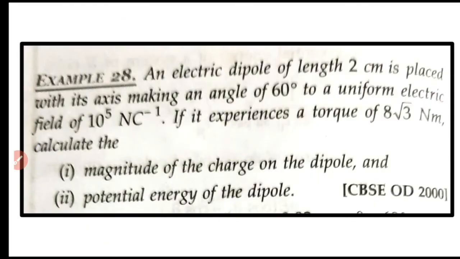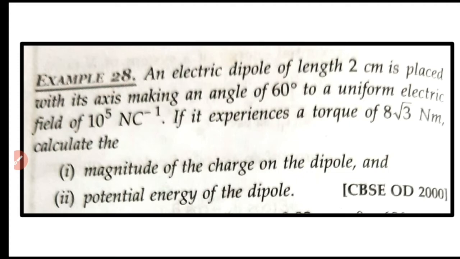Next question. An electric dipole of length 2 cm is placed with its axis making an angle of 60 degree to a uniform electric field of 10 raised to 5 Newton per Coulomb. If it experiences a torque of 8 root 3 Newton meter, calculate the magnitude of the charge on the dipole and potential energy of the dipole.